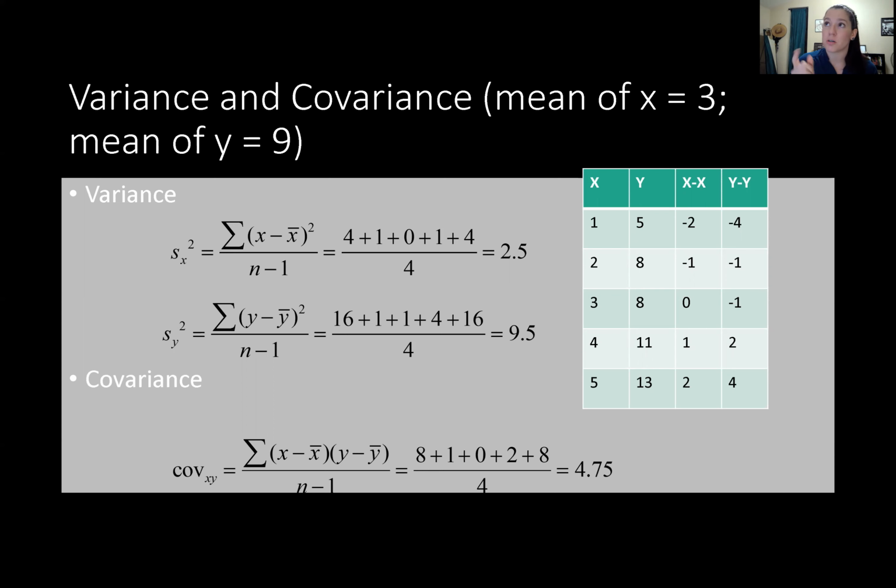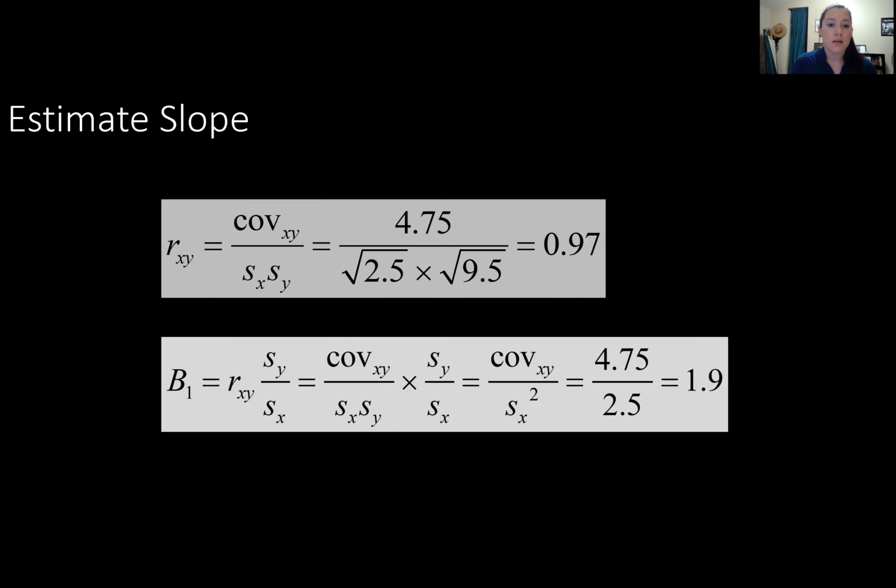I believe the Gravetter book also has an example of how to calculate the B coefficient using the sum of cross products. If you're interested in that, go ahead and take a look. I'm just going to show you the method going from the correlation coefficient.